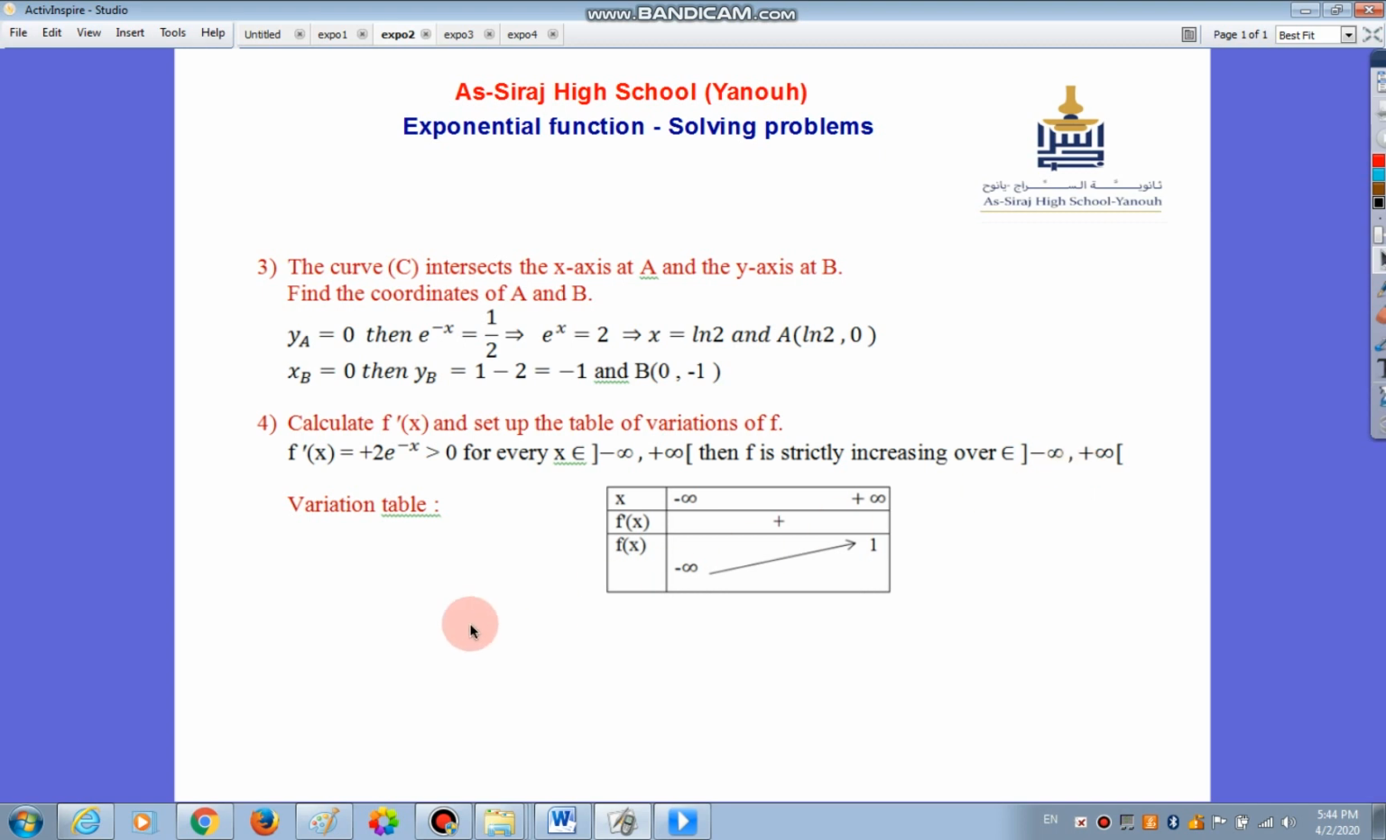Now let's draw the variation table. The first row is used for the values of x. It's from minus infinity to plus infinity, which is the domain of definition of f. The second row is used for the derivative, which is always positive, as we have proved. And the third row is used for the variation of f(x). It's strictly increasing from minus infinity to 1. Why is it minus infinity? Because we proved that the limit of f(x) as x tends to minus infinity is minus infinity, and as x approaches plus infinity, f(x) tends to 1. So like this, I finished the variation table.